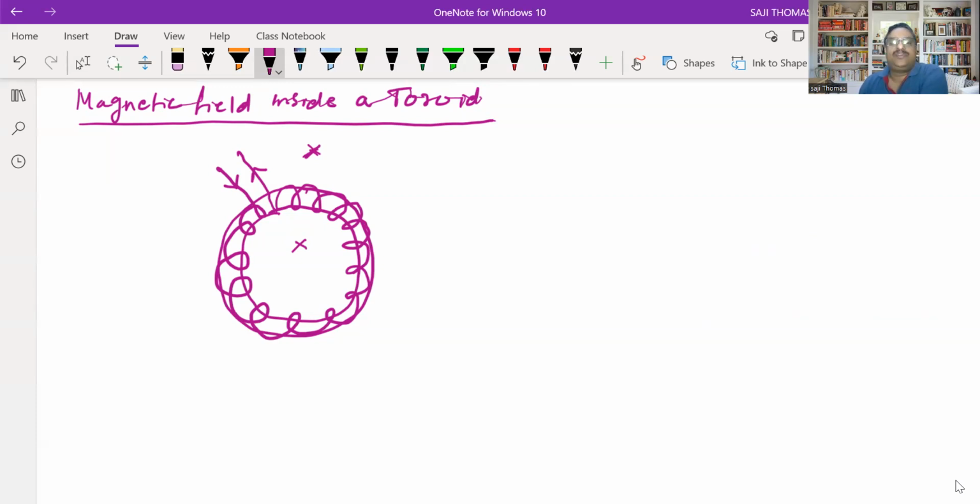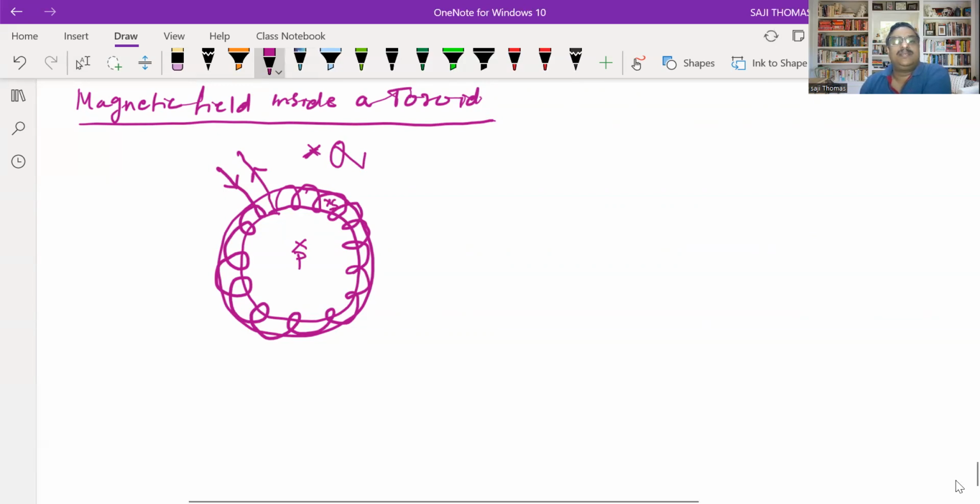So we have to consider three regions. One is the exterior region, which I name as Q. One is inside the open space, which I write as point P. And one more point I will consider in the interior of the ring. So to find out the magnetic field at these three points, we need to consider three Amperian loops.